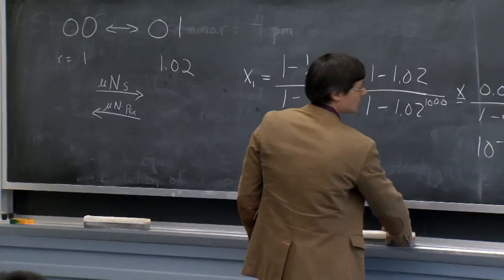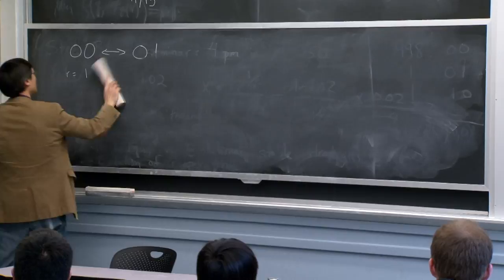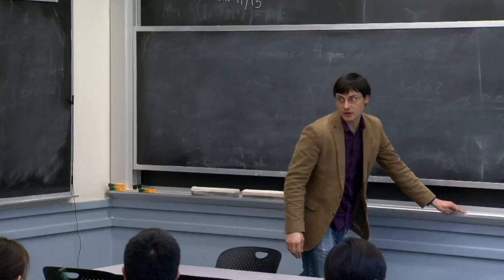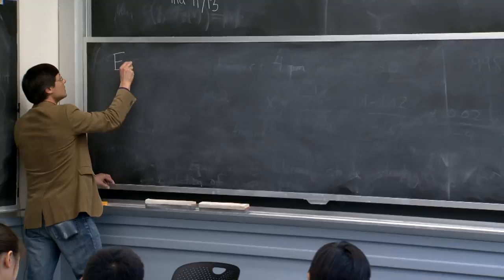All right, so what I want to do now is switch gears and think about this evolutionary game theory business. I think the most important thing to stress when thinking about evolutionary game theory is that we don't need to assume anything about rationality.